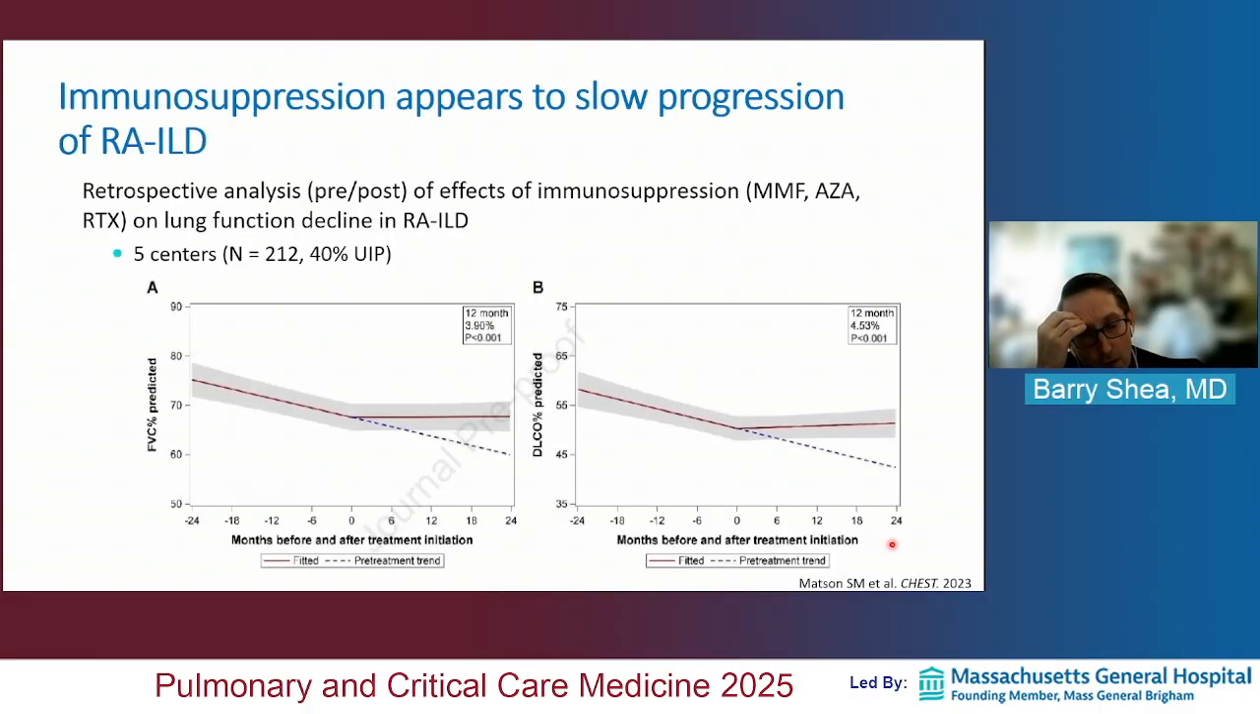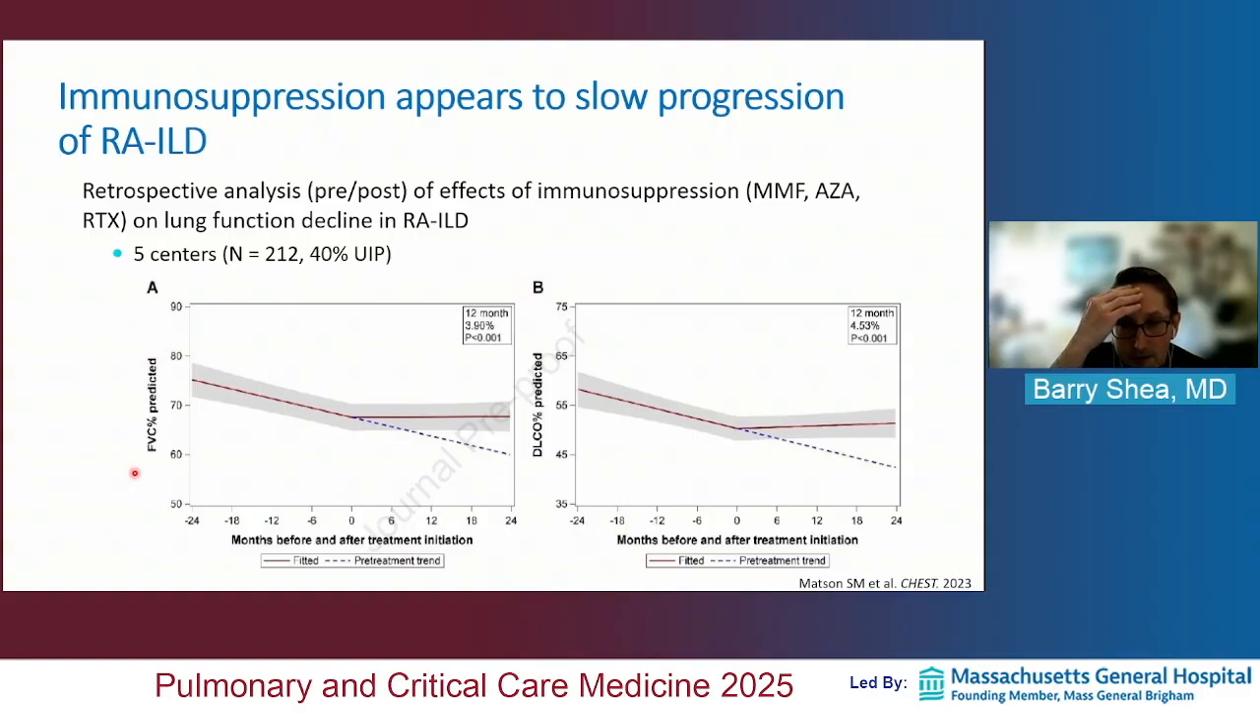There are unfortunately no good randomized control, no great data, certainly not prospective randomized data supporting treatment in RA-ILD. It's generally been assumed over the years that these patients should respond to immunosuppressive therapy. And there are several retrospective studies and some small or uncontrolled studies that have suggested that immunosuppression may be helpful. This is from, I think, one of the best retrospective studies that I've seen.